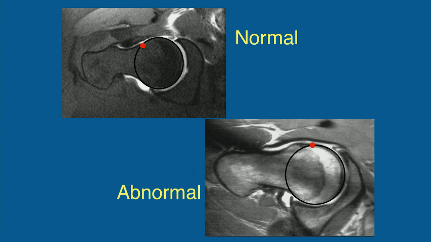In this example here, where we now talk about cam impingement, that's the normal appearance of the femoral head-neck junction, and here is the bony protuberance that we see with the bony bump of cam impingement.